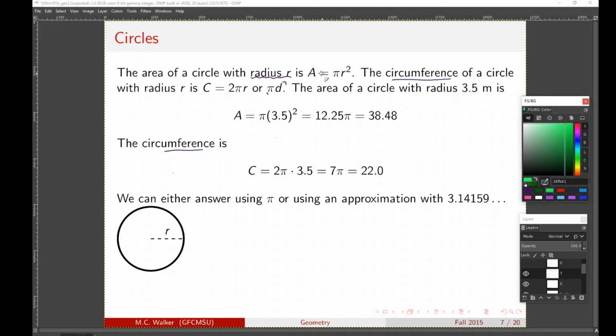The next measurement is the area. For the area formula, we're going to take pi times the radius squared. And when we're doing this, we can almost always just approximate pi as 3.14. That's usually good enough.